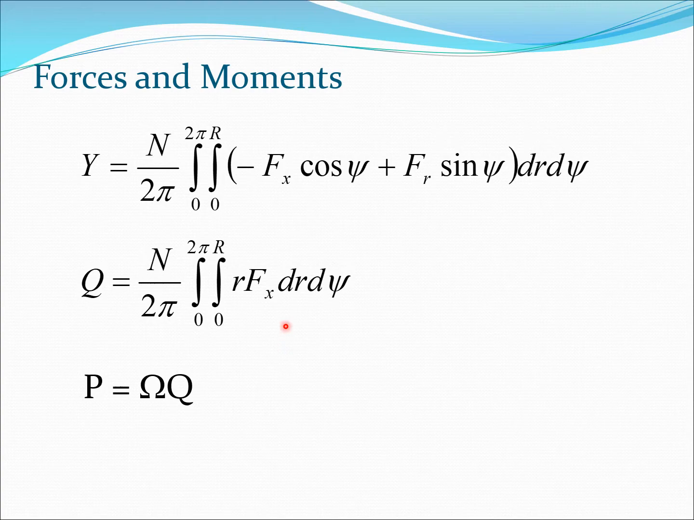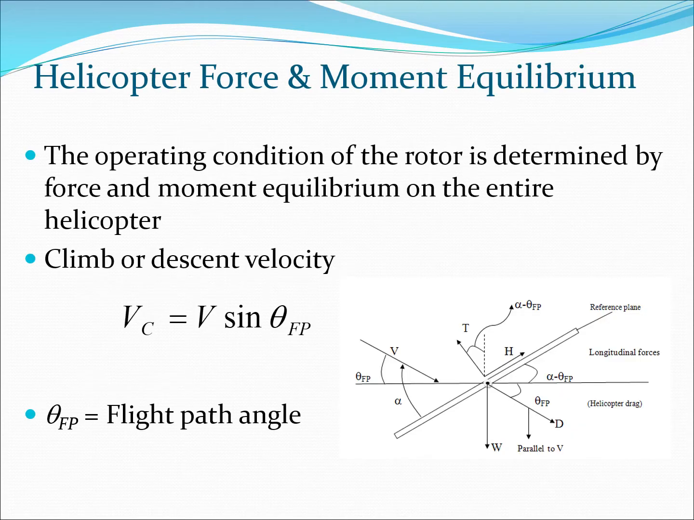So at different sections there are going to be section forces, at different points on the azimuth there are going to be the local forces, and when we integrate all these forces we obtain the cumulative steady force which acts on the helicopter rotor. Now let's define some of the nomenclature which we are going to use to derive some of these equations. Now the condition of the rotor which is going to finally be there in space is going to be determined by the force and moment equilibrium on the entire helicopter.